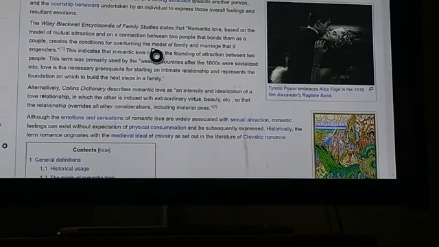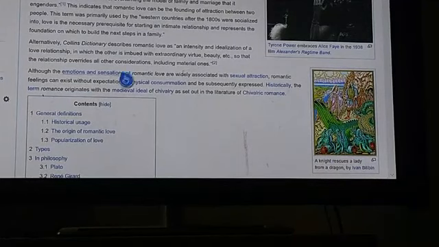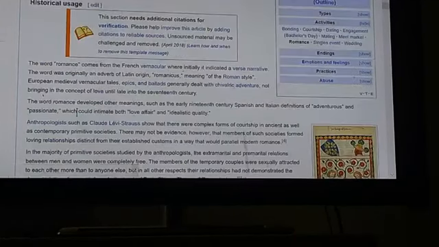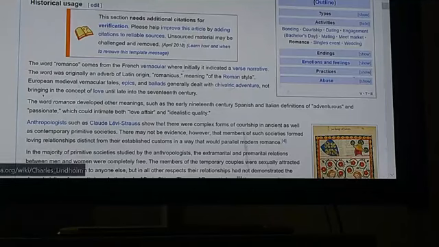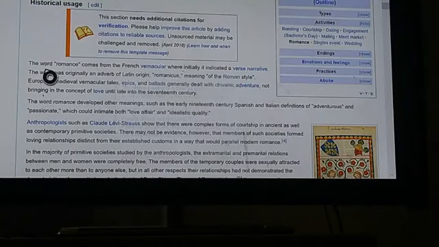Let's get to where this comes from. General definitions. Anthropologists are able to define love as an intense attraction that involves an idealization of the other with an erotic context. The word romance comes from the French vernacular, where initially it indicated a verse narrative. The word was originally an adverb of Latin origin, romanicus, meaning of the Roman style. Hello.